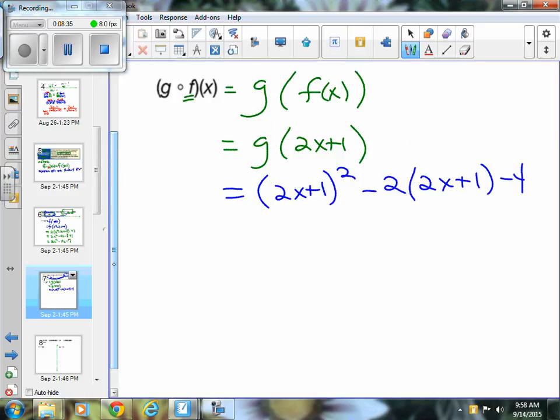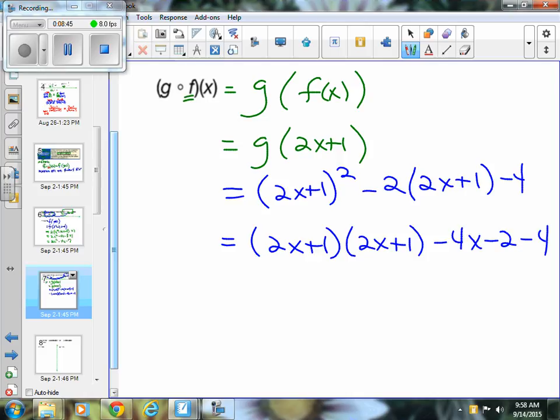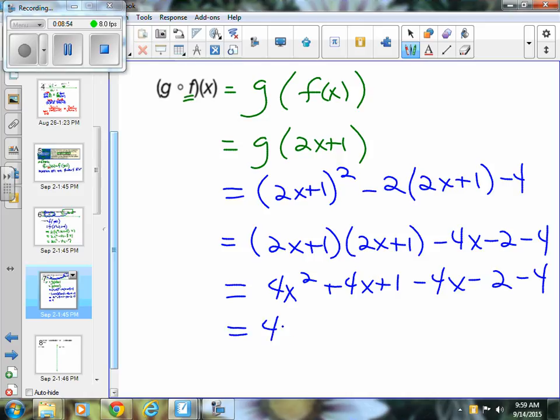And now the rest of it, again, just algebra. So square, that means FOIL, so be careful. And then we distribute. So 4x squared plus 4x plus 1. And I think when we put our like terms together, all we're going to have left is 4x squared minus 5. So when you look at it, we made a new function. We made a parabola, but it has a little bit different steepness and different vertex from where the original ones were. So composition means substitution.